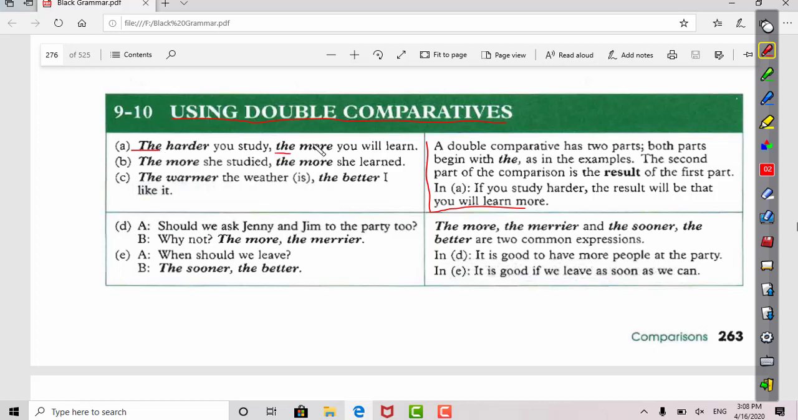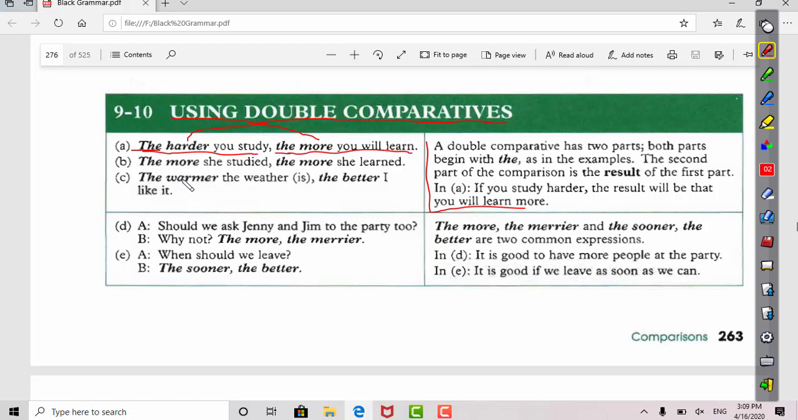All right, and then the second sentence is the result of the first statement. So there are two statements over here, like this number A. The harder you study, semakin keras kamu belajar, the more you will learn. Alright, kamu akan belajar lebih banyak lagi. Because the harder you study, the more you will learn.